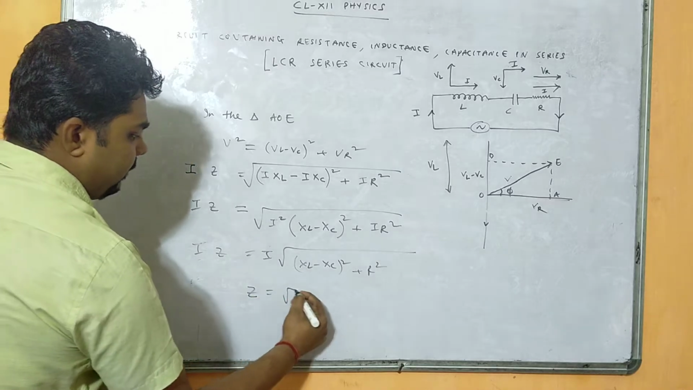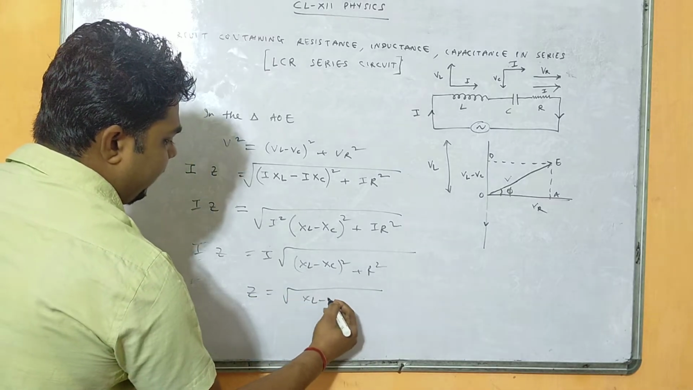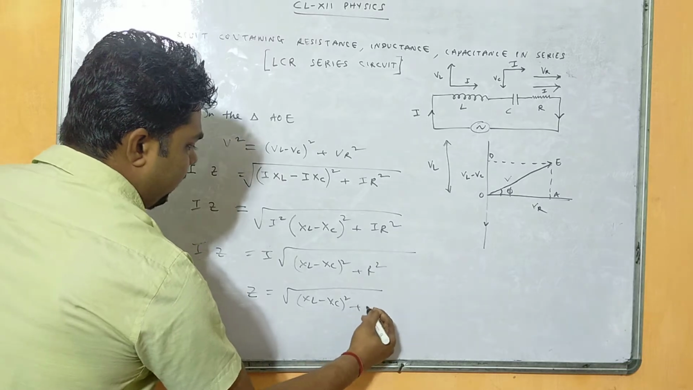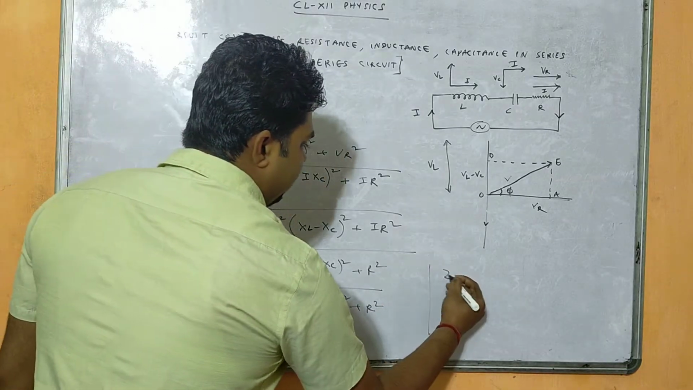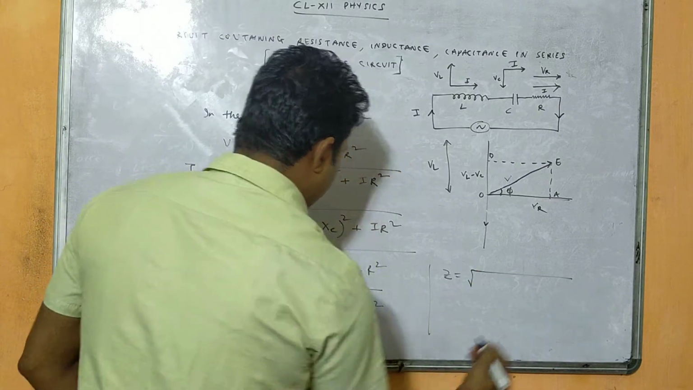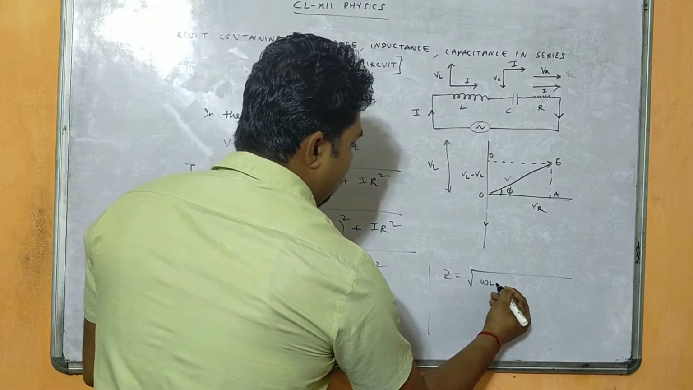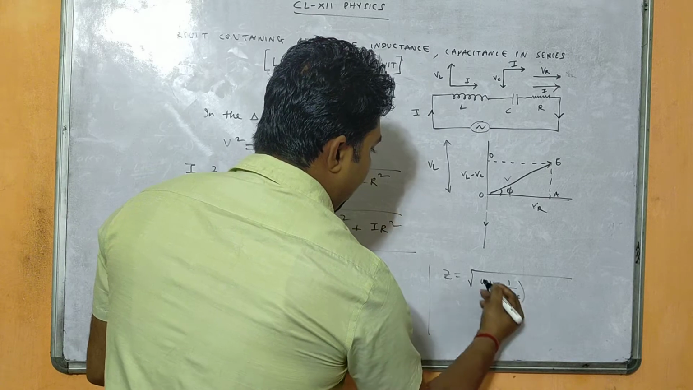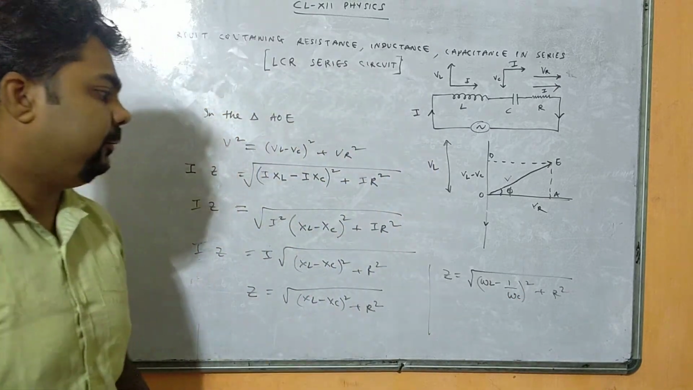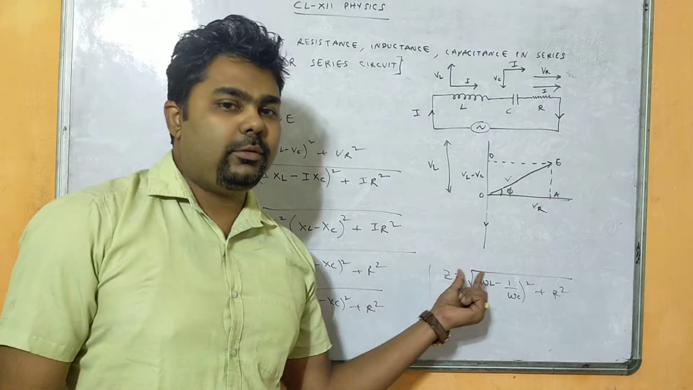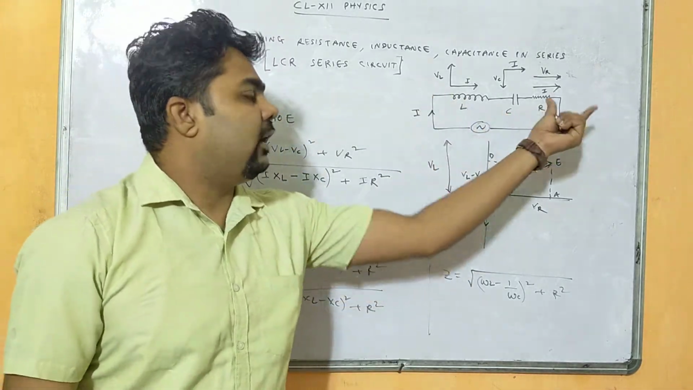So what is our impedance for this LCR circuit? That is Z equals root under (XL minus XC) whole square plus R square. This equation can also be written as Z equals root under (omega L minus 1 by omega C) whole square plus R square, since XL minus XC can be written as omega L minus 1 by omega C. So this is the impedance of the LCR circuit.